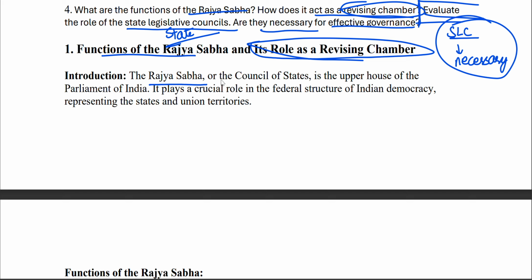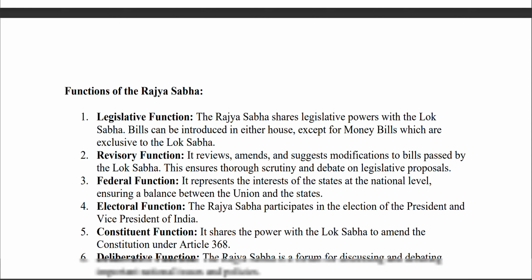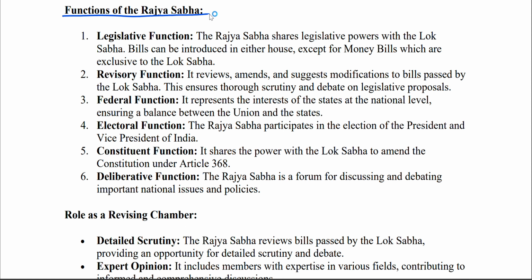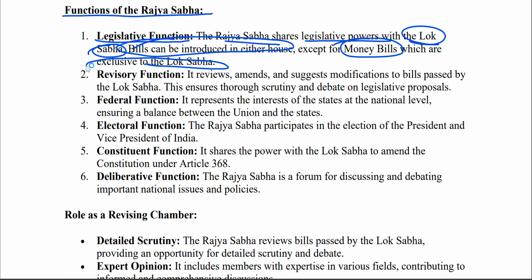Now the introduction. The Rajya Sabha or the Council of the States is the upper house of the Parliament of India. It plays a crucial role in the federal structure of the Indian democracy, representing the states and the union territories. Now, what are the functions of the Rajya Sabha? We have the legislative functions. The Rajya Sabha shares legislative powers with the Lok Sabha because bills can be introduced in either house except the money bills which are exclusive to the Rajya Sabha.